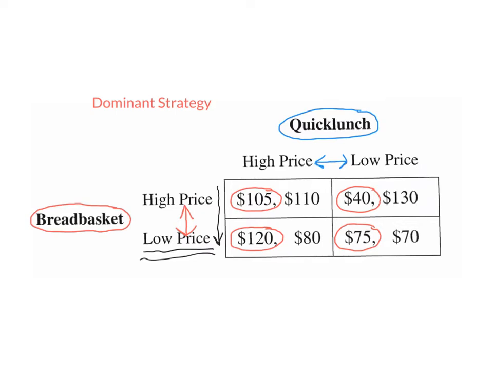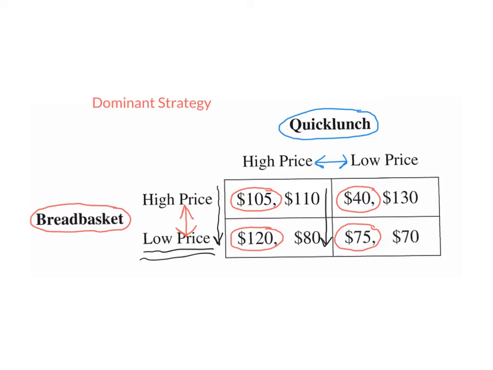If Quick Lunch sets a low price, what should Breadbasket do? Once again, Breadbasket should set a low price because of the $75 payoff versus the $40 payoff. When you have the arrows moving in the same direction, in this case Breadbasket setting a low price, that would be their dominant strategy.